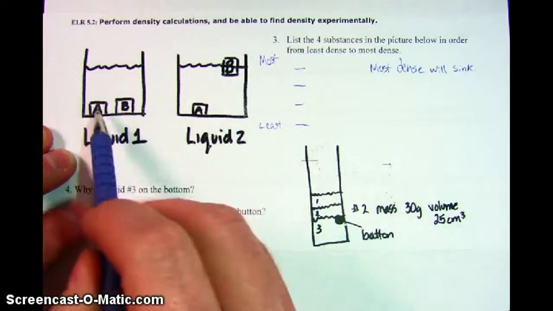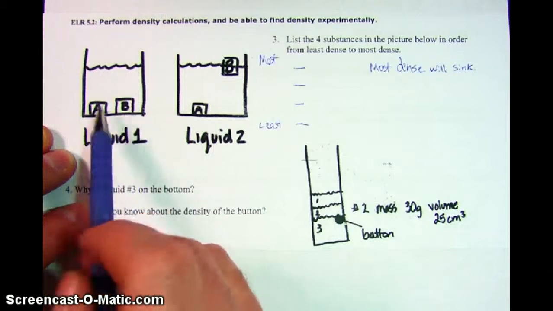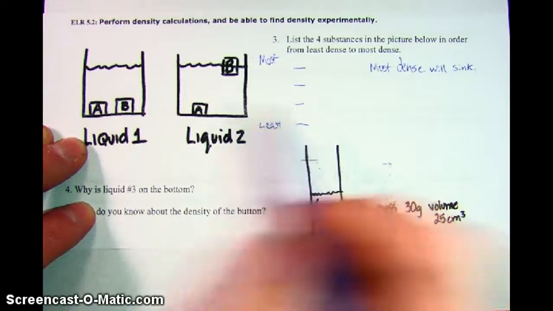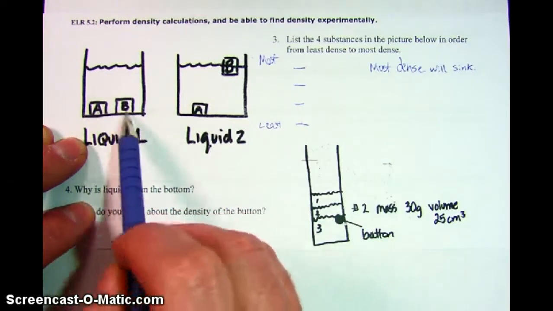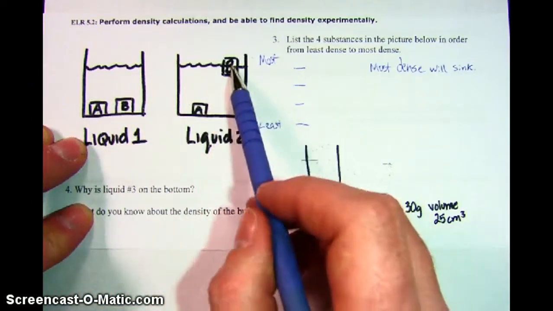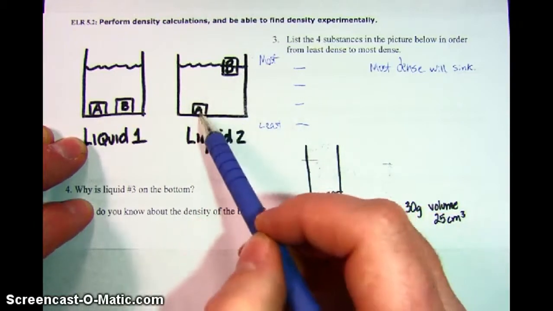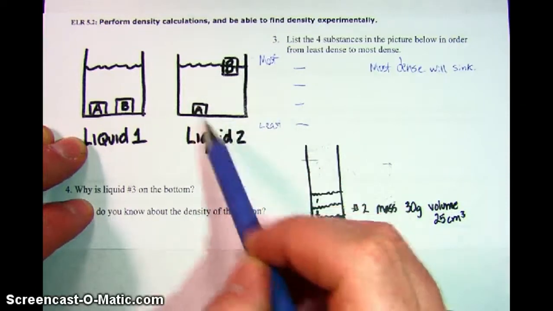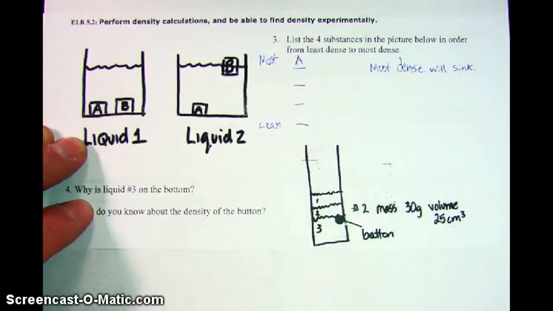In liquid 1, A and B, if I just look at that picture, A and B might have the same density, but A is definitely more dense than liquid 1. So I know that liquid 1 is going to be lower on this list than A. Looking at the next picture, I also know that B is going to be lower than liquid 1 since it's also sunk. Looking at the next picture, all of a sudden B is floating and A is still at the bottom. So what this tells me is that A is more dense than liquid 1. It's also more dense than B, and it's also more dense than liquid 2 because it's sitting at the bottom. So block A has to go at the top of this list.